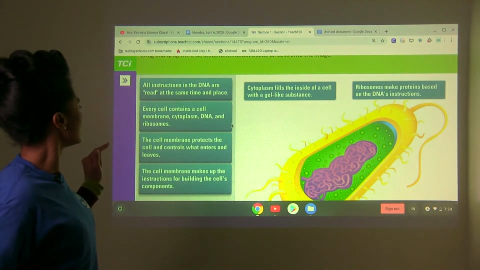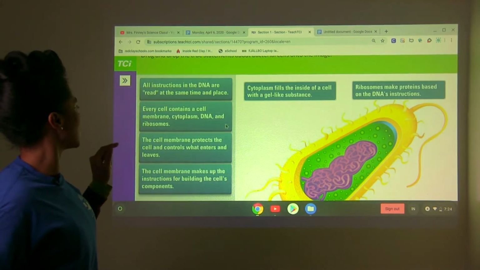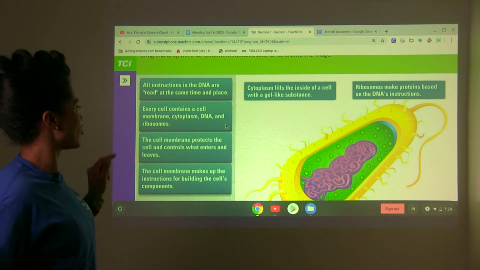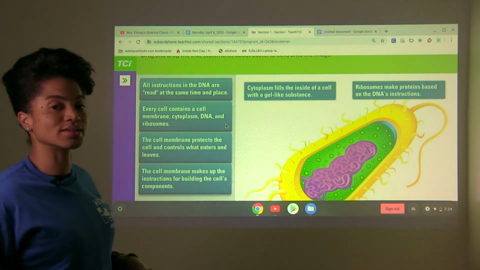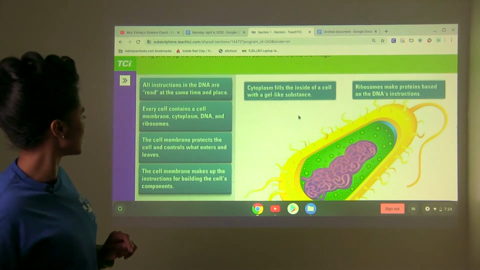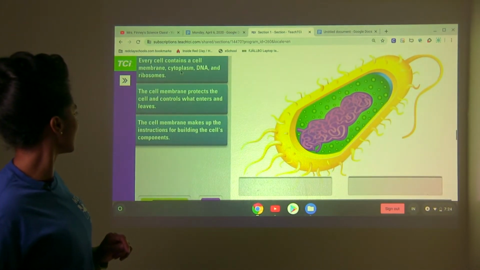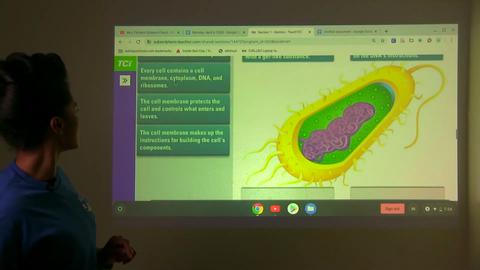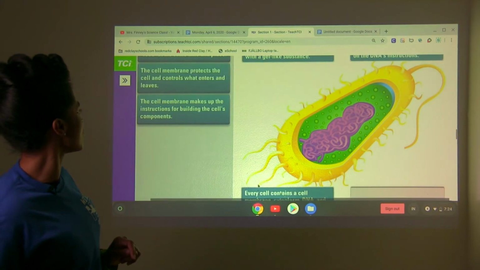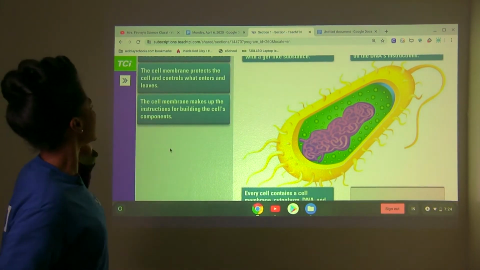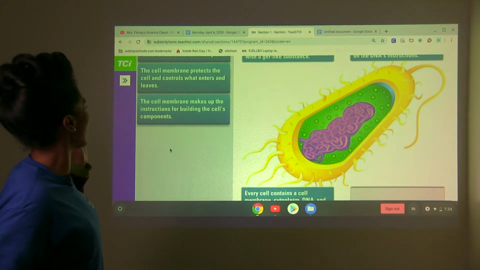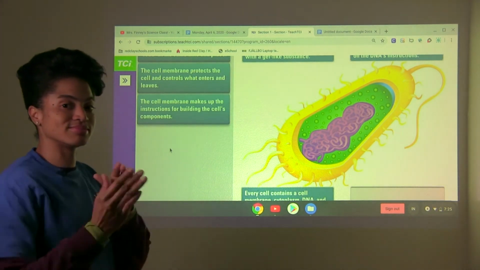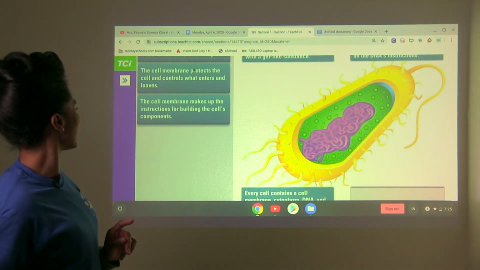All right. Here we go. Every cell contains a cell membrane, cytoplasm, DNA, and ribosomes. Take it or leave it. What do you think? Say take it. All right. Let's see. We have 2 more spaces. Oh, I went a little too far down the chart. All right, here we go. The cell membrane protects the cell and controls what enters and leaves. Take it or leave it. What do you think? Take it. All right.